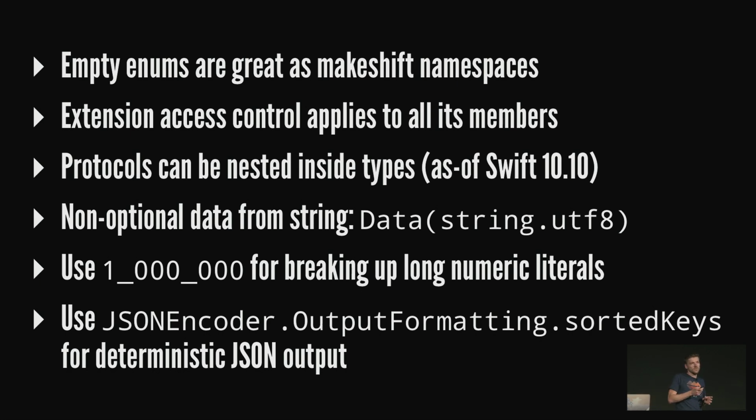We talked about enums before. Swift doesn't have namespaces, which is kind of annoying, but empty enums actually make great namespaces, because the thing about an empty enum is you can't instantiate it. There's no real object there at all. You can't make an empty enum. It just exists as a type into which you can put other things, and so it's great for using if you want a namespace.